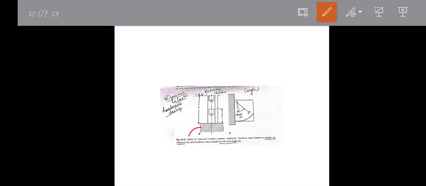Next, the diagram for the Shore scleroscope is shown here. The Shore scleroscope works on the drop hammer principle. The indenter is either a rounded diamond point or a steel ball that rests on a drop hammer. This falls vertically through the pipe onto the specimen and rebounds up to a particular height, which is measured by the Shore scleroscope.